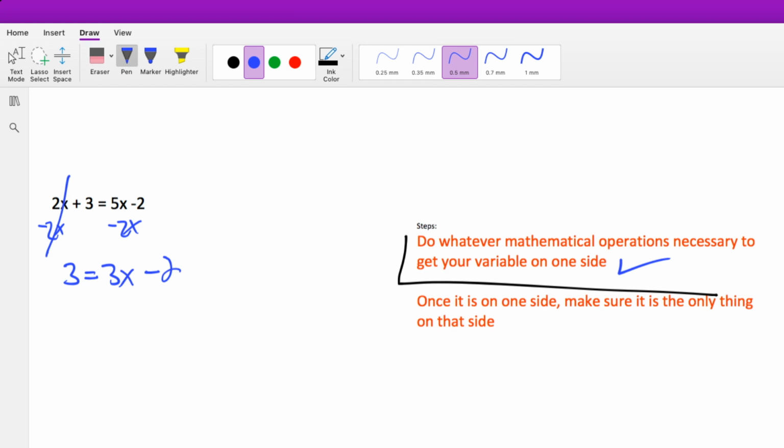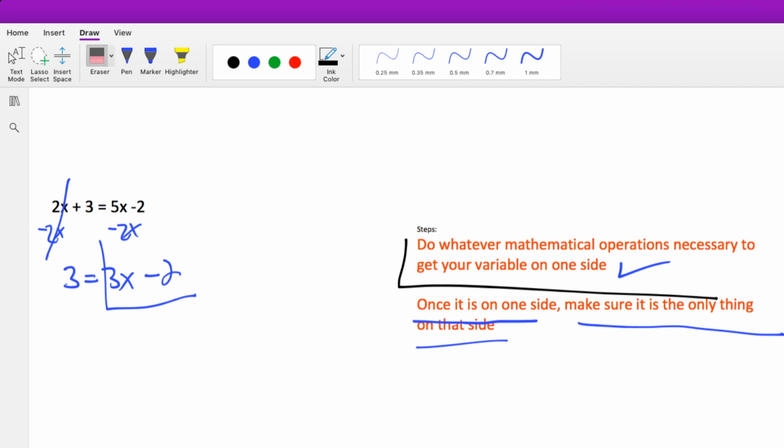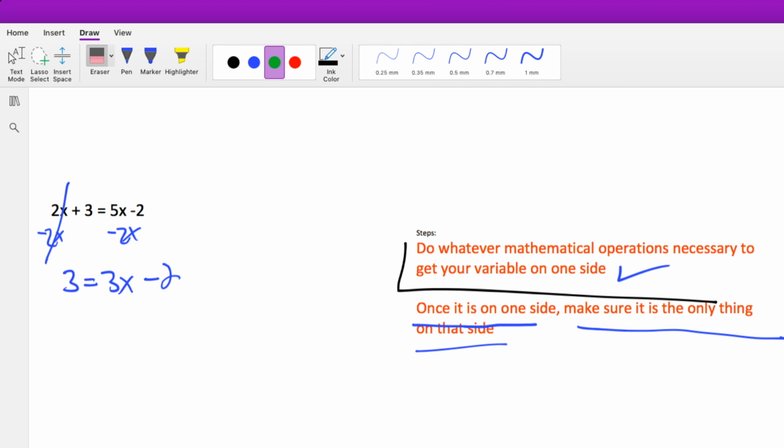We're done with that. Once it is on one side, make sure it is the only thing on that side. Is it the only thing on this side? No, we still have a minus 2. So how do I get rid of this minus 2? If you said plus 2, good job. Plus 2. 3 plus 2 gives us 5 equals 3x.